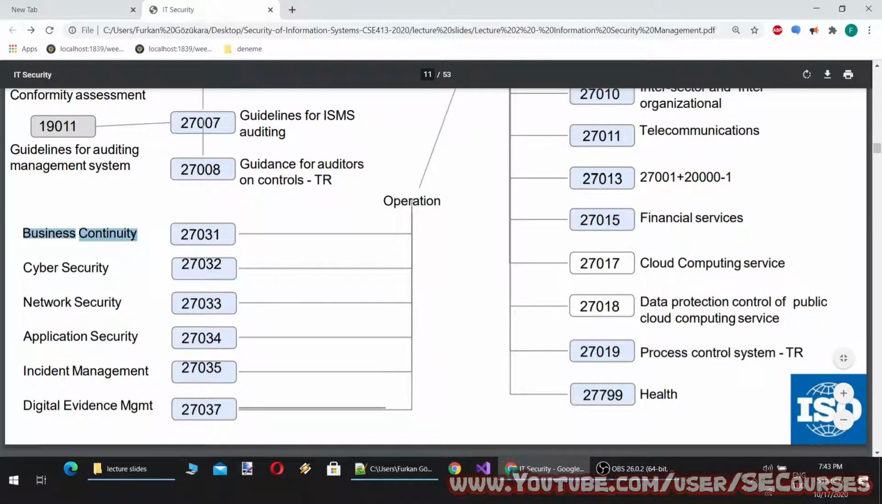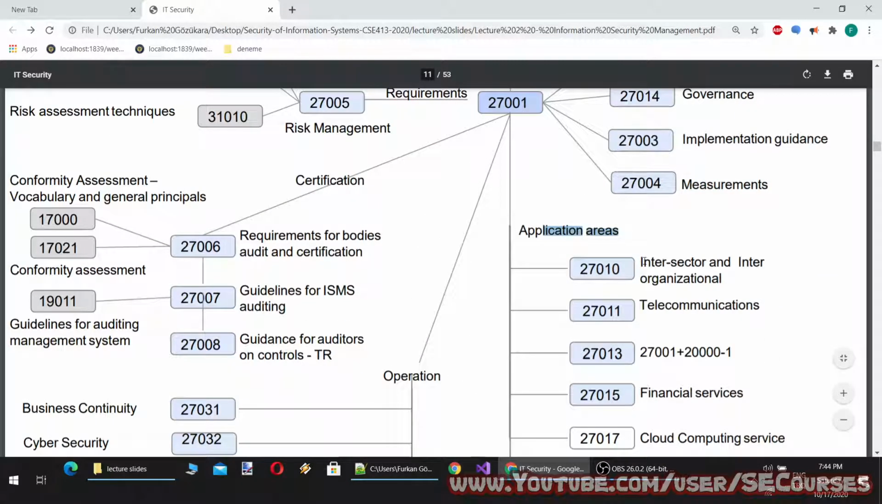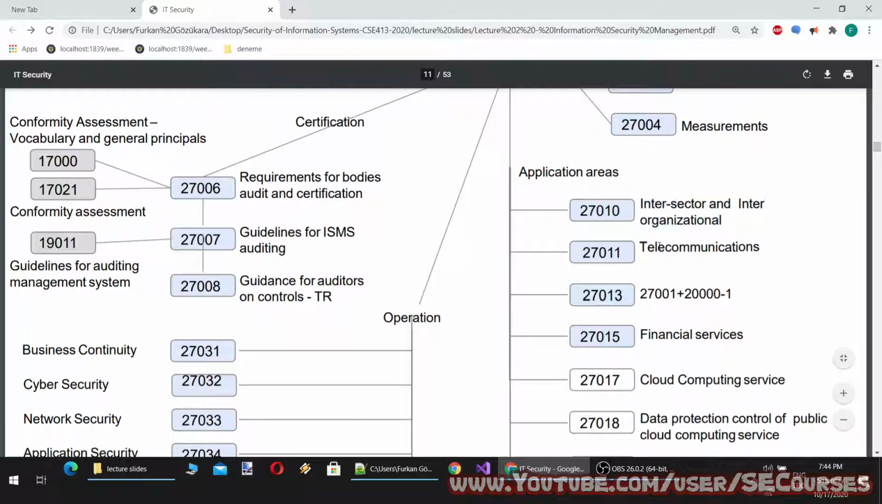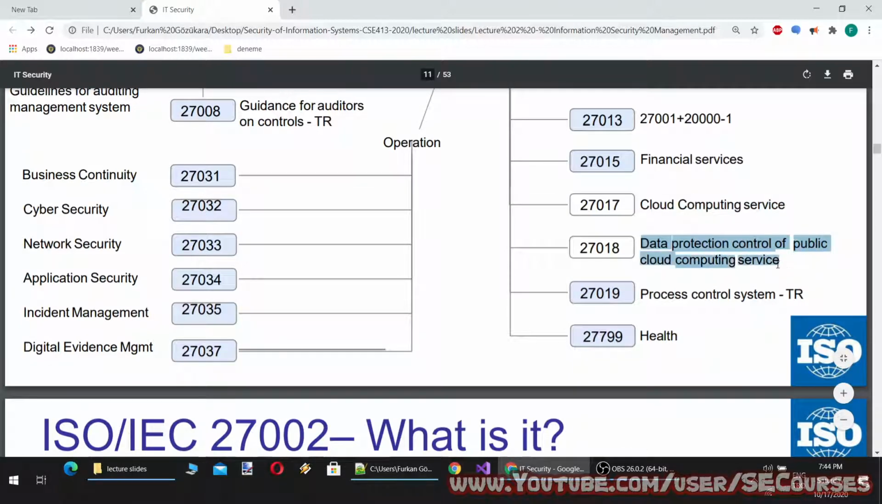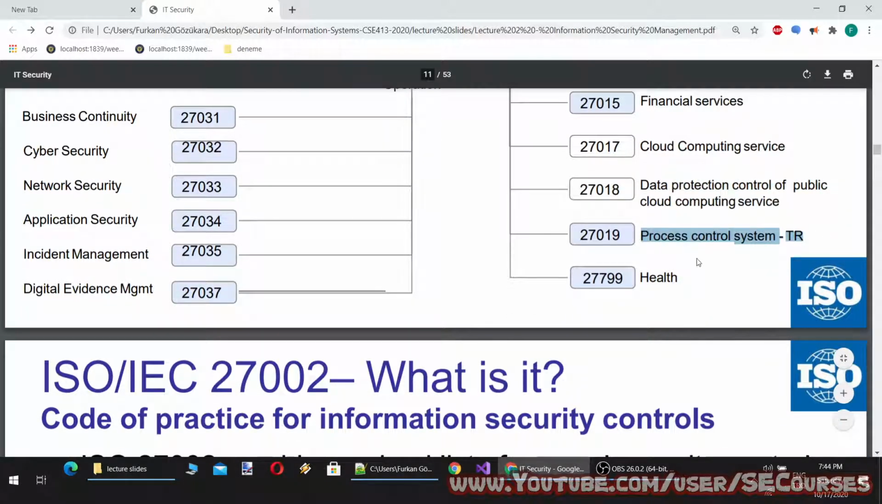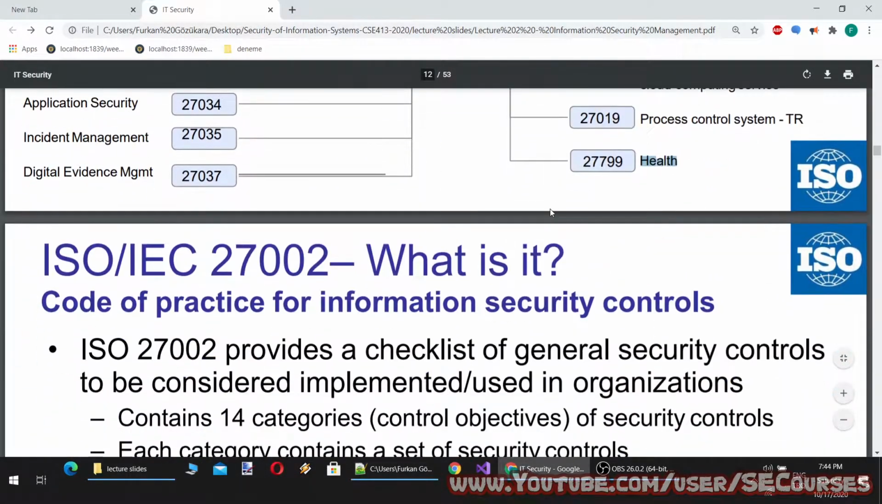You see, business continuity, cyber security, network security, application security, incident management, digital evidence management, organizational economics, governance, implementation, guidance, measurements, application areas, intersector and interorganizational, telecommunications, 27001 and 27011, financial services, cloud computing service, data protection control of public cloud computing service, process control system, health. You see, everything is necessary for information security. It is not just an easy task.